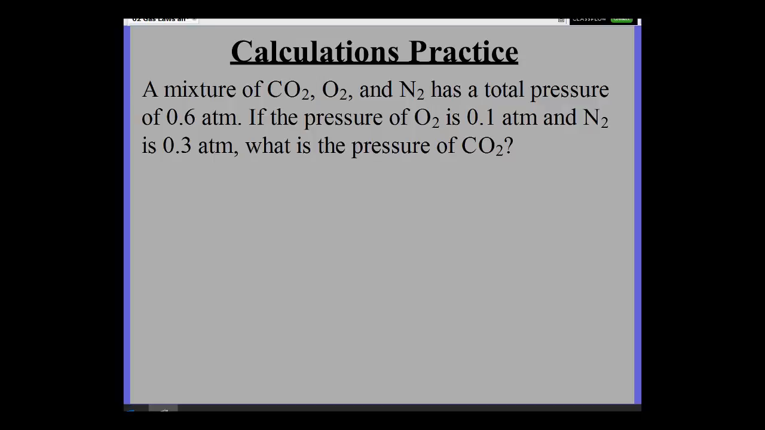So, you have to read very carefully when you read these questions, okay? Because this looks a lot easier than it is. It's not hard. It just looks easier than it is. A mixture of carbon dioxide, oxygen, and nitrogen has a total pressure of 0.6 atmospheres. So that's a pressure. If the pressure of O2 is 0.1 atmospheres, also a pressure, and N2 is 0.3 atmospheres, also a pressure, what is the pressure of CO2? Okay. So, all pressures, we need to use number 1.